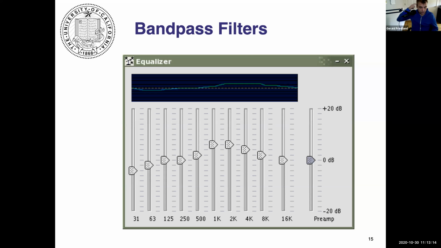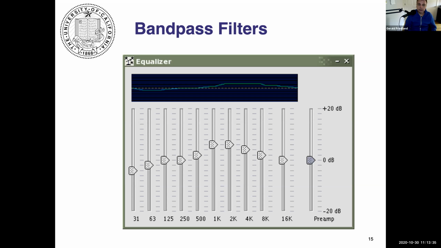So a bandpass filter is basically where you can select the frequencies and then select amplification or reduction in each of those frequencies. For example, if you take the lower frequencies, you would get rid of the bass, and if you take the higher frequencies, you would get rid of the treble.